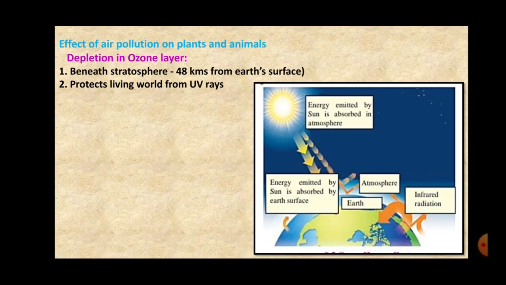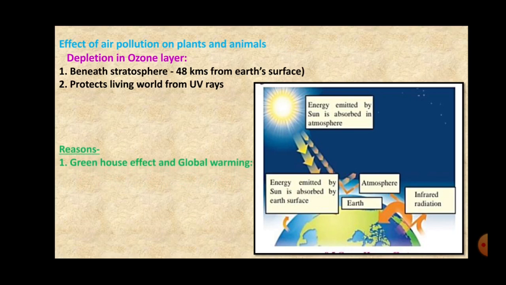But because of air pollution, this ozone layer is getting depleted. Holes are formed in the ozone layer, and through these holes the harmful ultraviolet rays given out from the sun reach the earth, which is very harmful for the living organisms, whether they are plants, animals, or human beings. So one of the deadliest effects of air pollution is the depletion of the ozone layer.